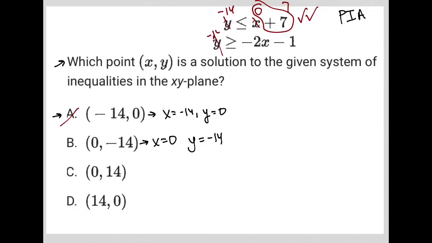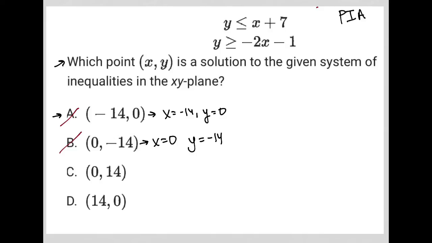So now let's make sure it's also true in the second inequality. So if I put a negative 14 there, replace this with 0. 0 minus 1 is negative 1. Is it true that negative 14 is greater than or equal to negative 1? No, that's not true. Negative 14 is less than negative 1. So while the first inequality worked, the second one doesn't work, which means choice B is now also gone, right? So hopefully you get the gist of what I mean by plug-in answers in this case.